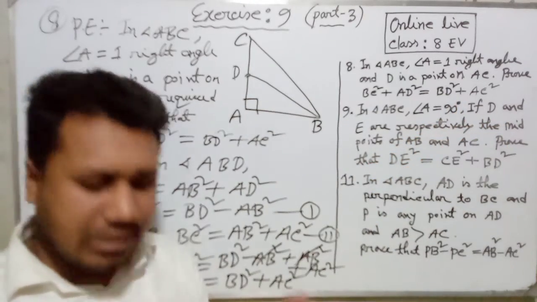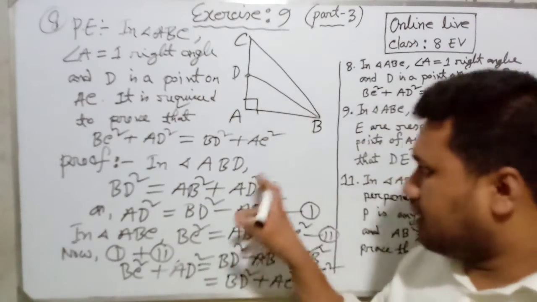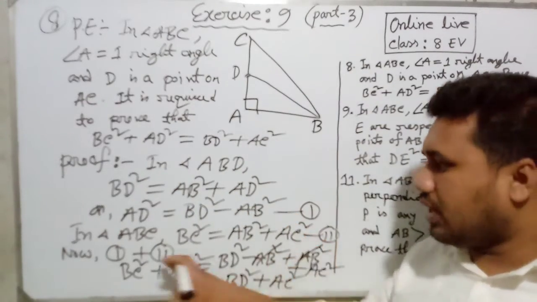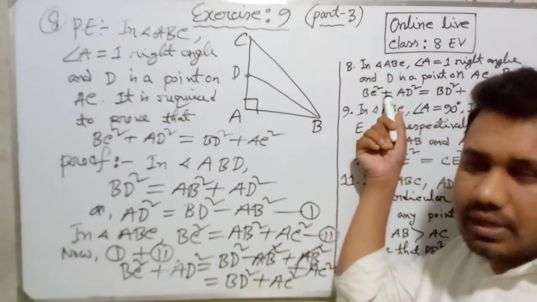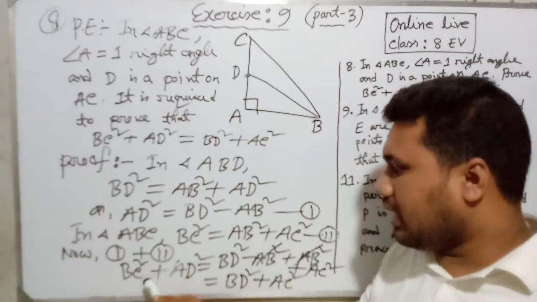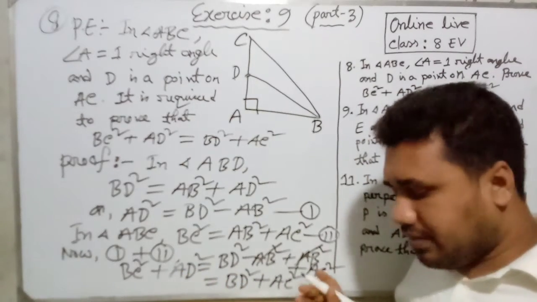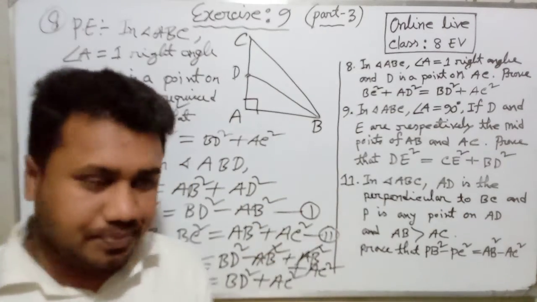Very simple, you just have to apply our Pythagoras theorem. This is equation 1 and this is equation 2. Now why do we have to add? Look, our question requires that we prove this one, so there is a plus sign. If we add, then we will get our answer. Very simple. Now dear students, we can go to our problem number 9.